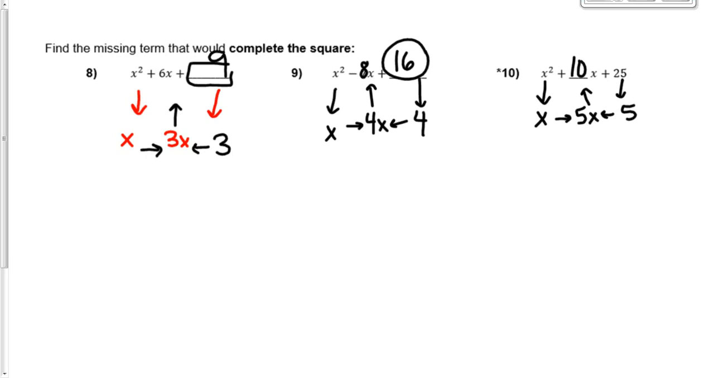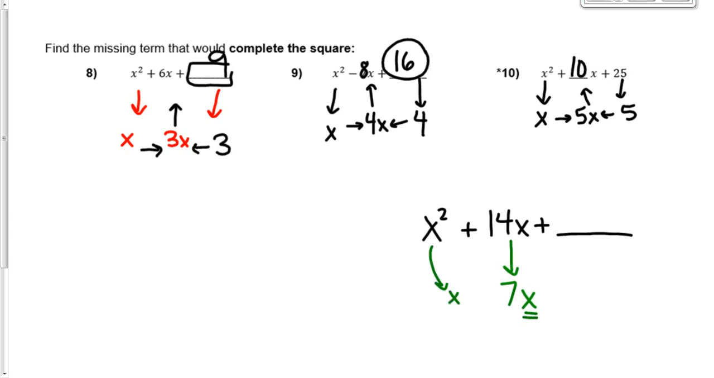Okay? I feel like I need to do one more example. I know this isn't on your notes, but I'm going to do one more example. So if I have x squared plus 14x plus something, let's break that down a little bit. This 14 was the result of doubling 7x. Well, the x is the thing that contributed that x. So this had to contribute the 7, right? Well, what square rooted is a 7? 49.